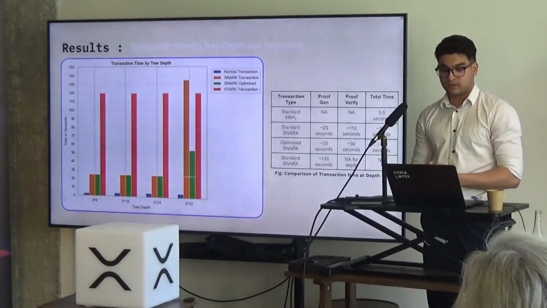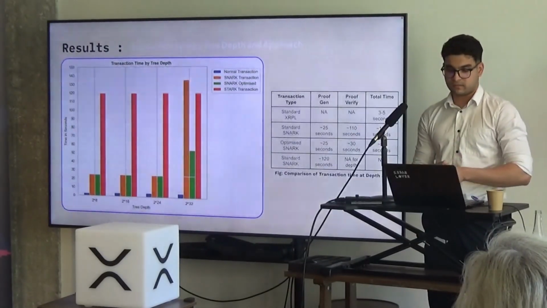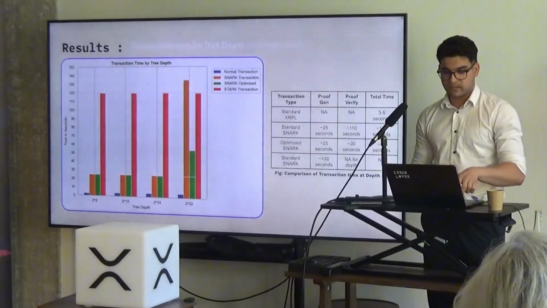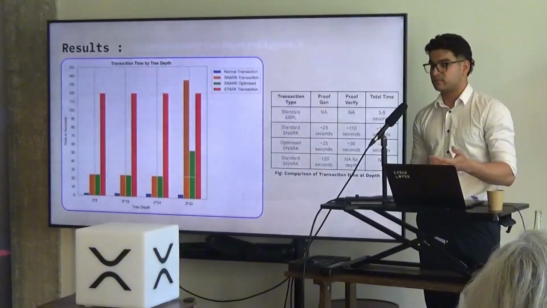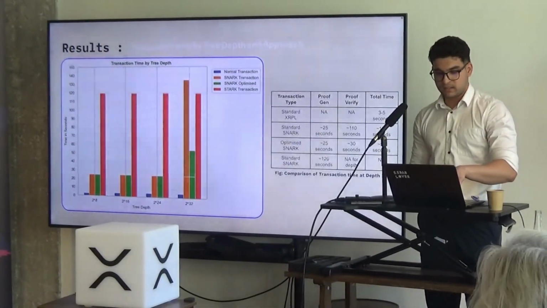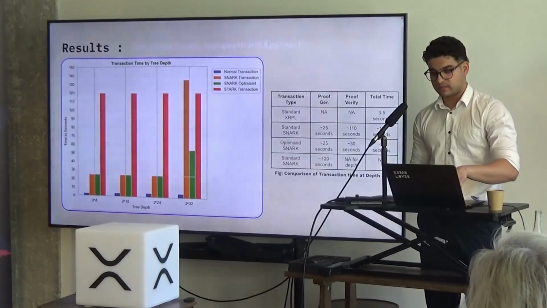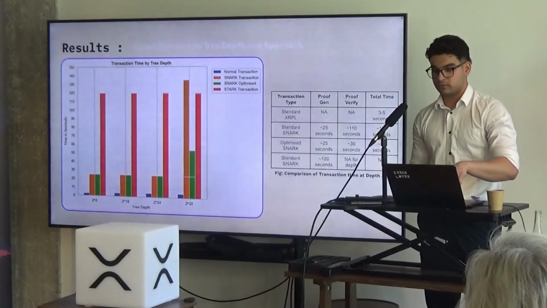Then the green bar consists of the optimized version of zkSNARKs. So from here you can really tell that since we use the incremental Merkle tree, even at the depth of 2 raised to 32, the proving time is kind of similar to the proof generation time, and the transaction still doesn't take more than a minute to do.